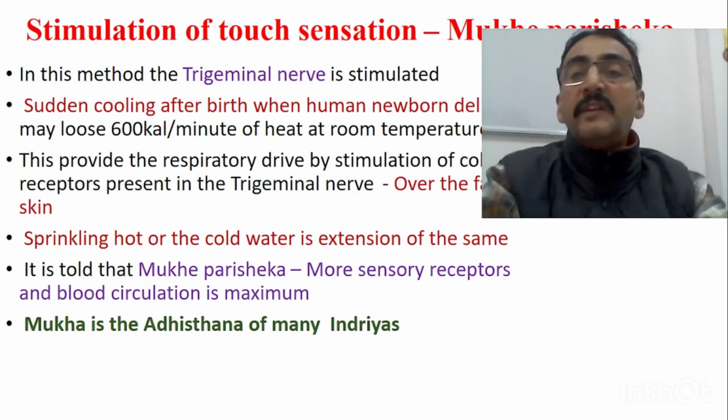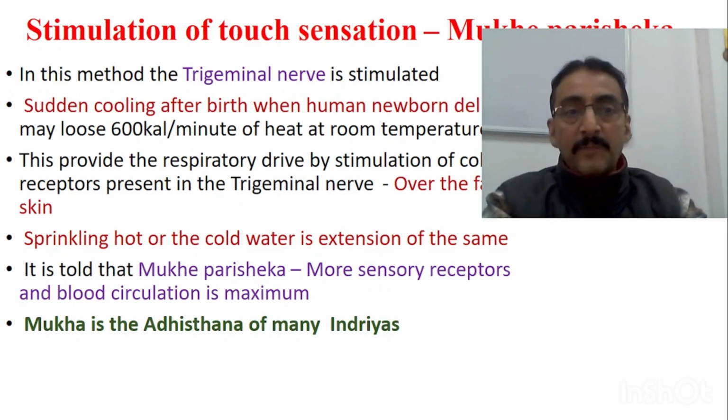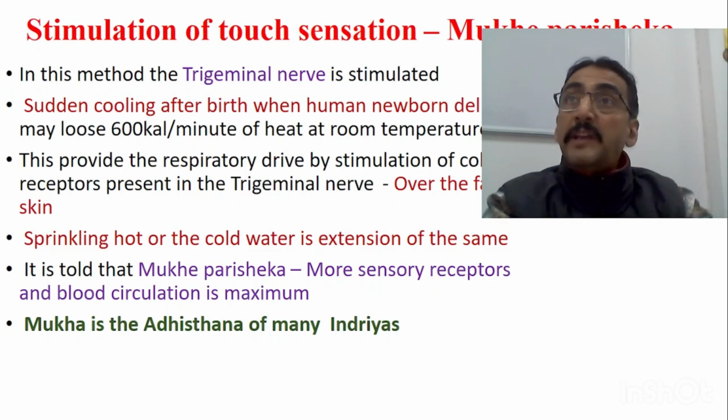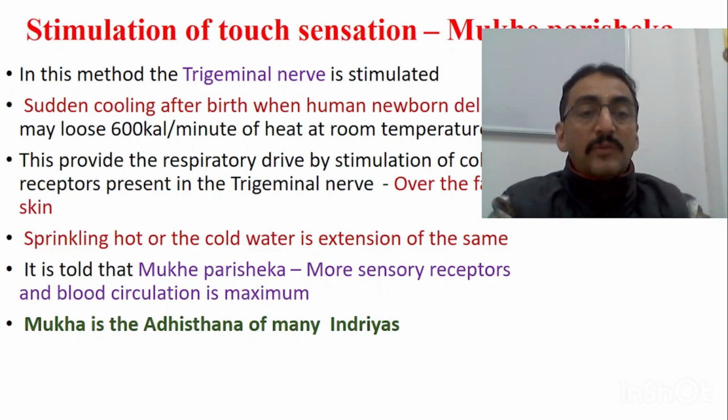Now, stimulation of touch sensation, Mukha Parisheka. When we consider the scientific understanding, by this method the trigeminal nerve is stimulated. Sudden cooling after birth, when a human newborn is delivered, may lose about 600 calories per minute of heat at room temperature. This provides a respiratory drive by stimulation of the cold receptors of the trigeminal nerve over the facial skin. Again, it is told as Mukhe Parisheka. So definitely Ayurveda is also focusing on the trigeminal nerve. Then sprinkling the hot or cold water is an extension of the same.